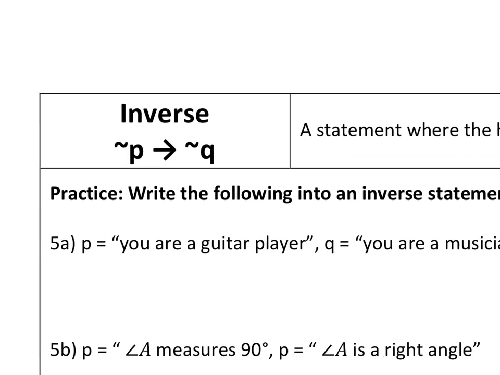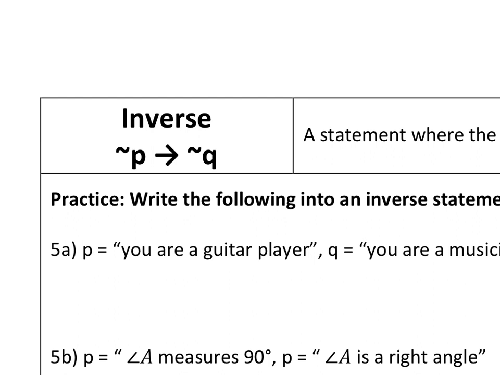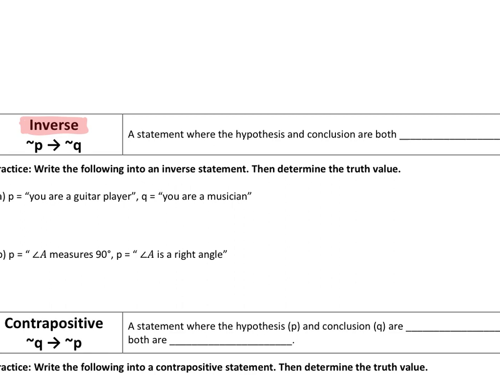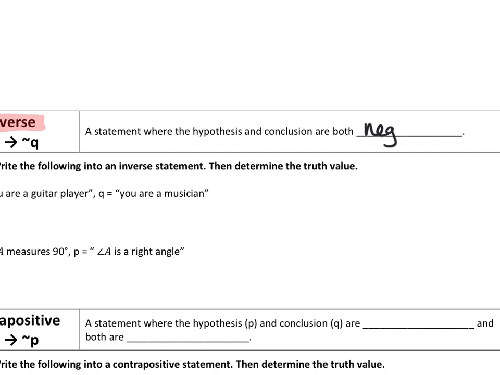Again, comparing this inverse to a regular conditional statement, what have I added to the P's and the Q's? Little squiggle. What did the little squiggle mean? Not. So what word are we going to be adding to our conditional statements here? We're going to have to do it to both of them, because you see how the squiggle is on both P and Q. So an inverse statement is a statement where the hypothesis and conclusion are both negated. We're going to put the word not in both sentences.